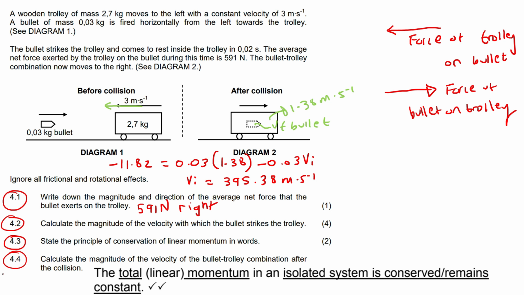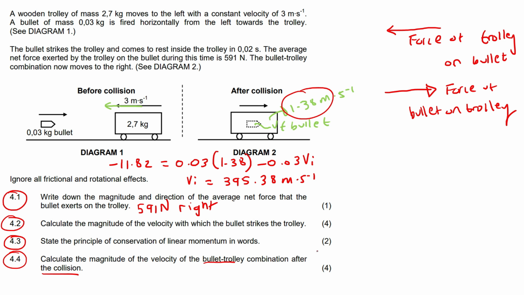And then this last question, I think they made a mistake in this exam paper that year, because it says calculate the magnitude of the velocity of the bullet trolley combination after the collision. But we've already worked that out, and I looked on the memo, and even on the memo, they used the exact same method that I used. So it is for 4 marks, but trust me, there is a mistake here. So you could literally just put 1.38 meters per second to the right, and you could just say proven in 4.2. They definitely made a mistake there because we had to get that value in the previous situation over there.